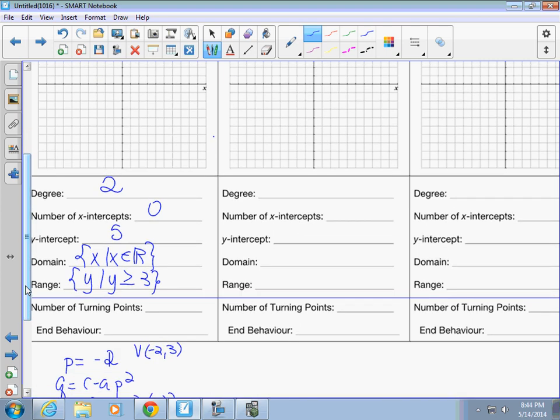Number of turning points for this graph, there was 1. My graph was going down, and then it hit the vertex and started to go back up. So the end behavior for this one, going left to right, it started in quadrant 2 and ended up in quadrant 1.